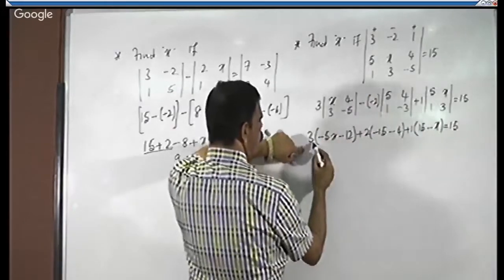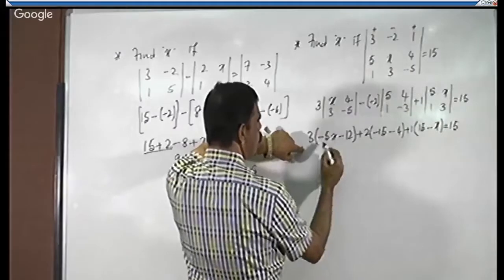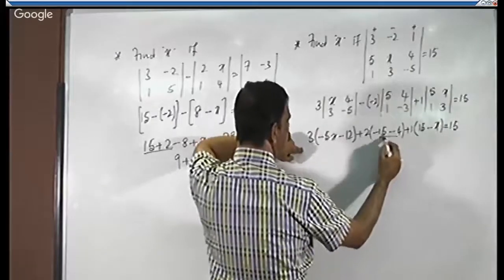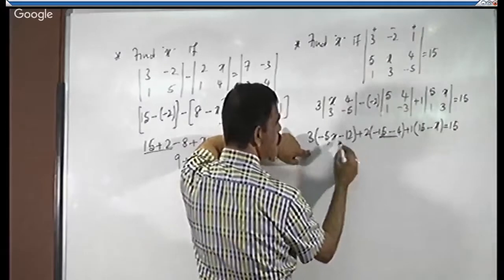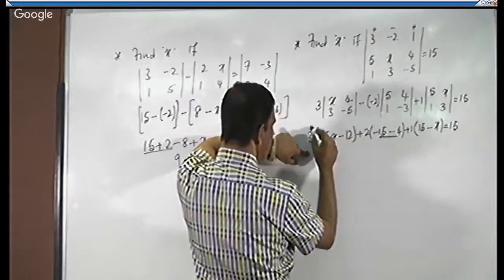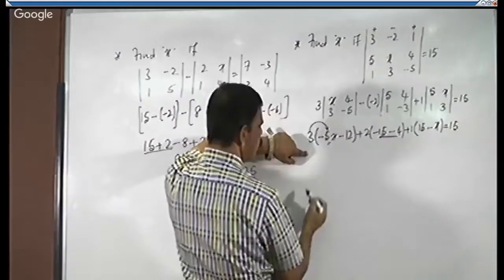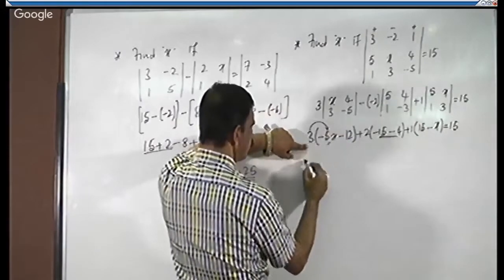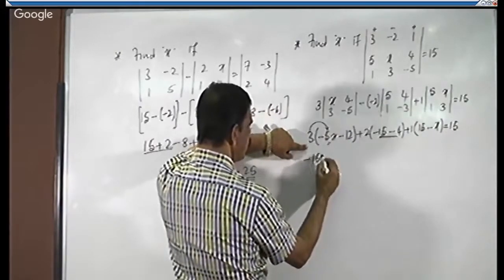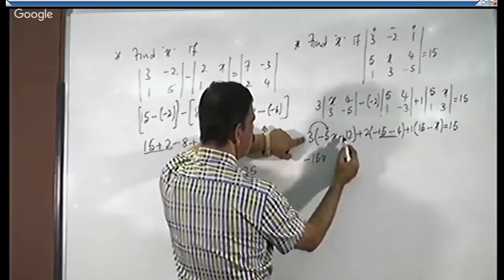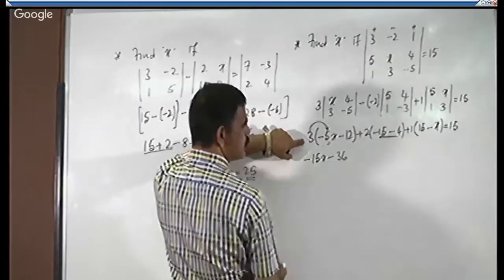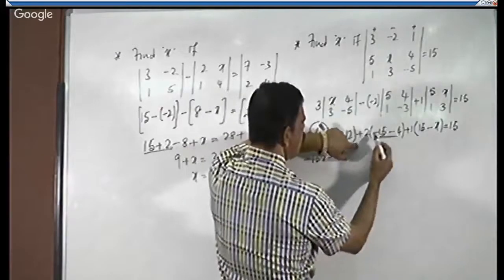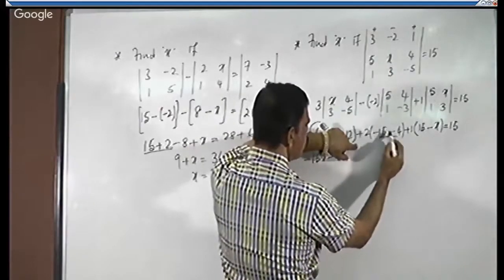Now, remove all the brackets. If they are only numbers, you can take the simplification. If one is an x term and the other is a constant, you take it separately. Remove the bracket. Multiply with 3. Plus into minus, minus 5, 3 fives are 15x. Plus into minus, minus 3 into 12, 36. You can take the simplified form.